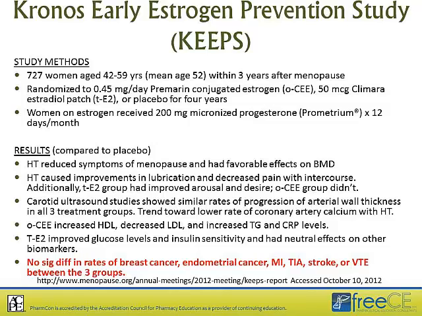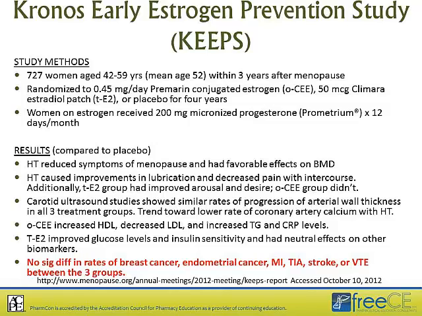Now, the results when compared to placebo showed us, as we would expect, that hormone therapy reduced symptoms of menopause and had favorable effects on BMD. We also saw that hormone therapy had improvements in sexual function, lubrication, decreased pain, and additionally, transdermal therapy had improved arousal and desire. Cardiovascular progression was not as concerning.